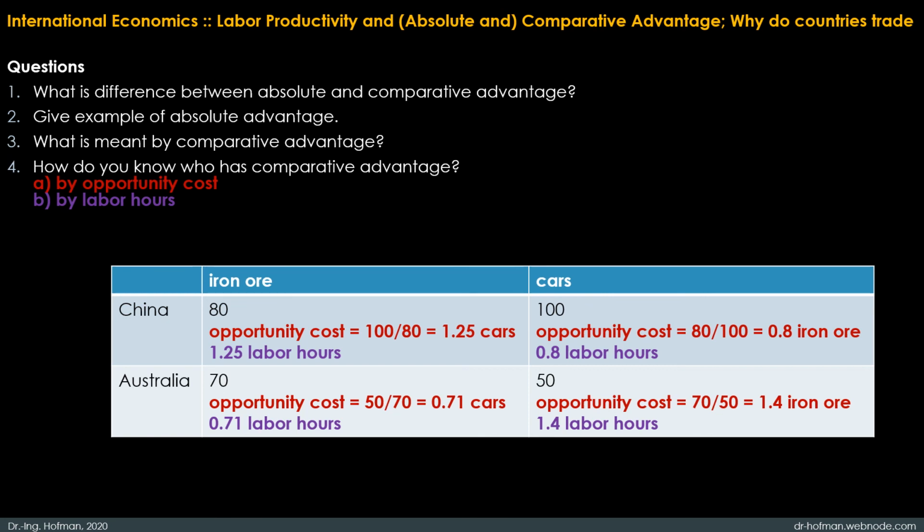If done correctly, China should have a comparative advantage in cars, as it is impossible for a single country to have a comparative advantage in both goods. For cars, the opportunity cost for 1 unit of a car is 0.8 iron ore in China and 1.4 iron ore in Australia. Therefore, China has a comparative advantage in the production of cars.